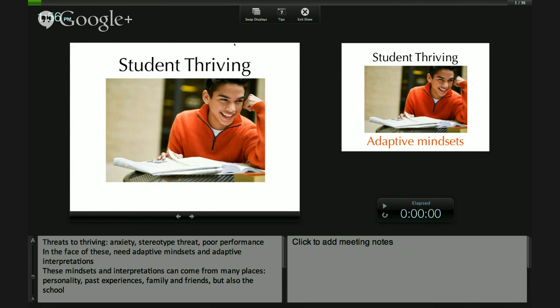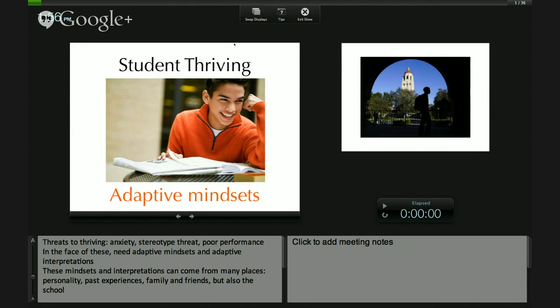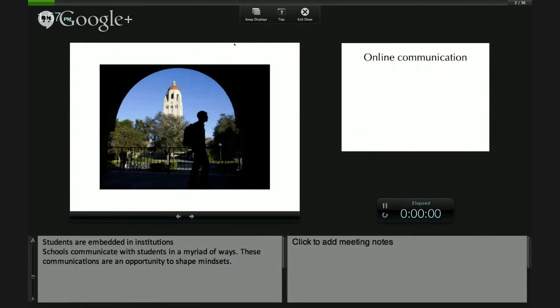And so my work really looks at how we can build adaptive mindsets so that students can thrive as best as possible in those situations. And what we know is that mindsets can come from a number of different places. They can come from personality, they can come from past experiences, they can come from family and friends. They can also come from school and from the institutions that we're embedded in. And when we think about students thriving, we have to think about the fact that these are students embedded in context. And so certainly another place that students are getting thoughts about how they should and how they could think in a situation are from the institution itself.